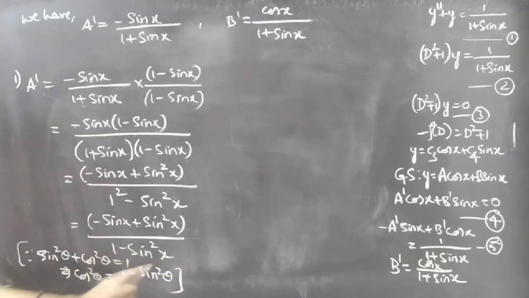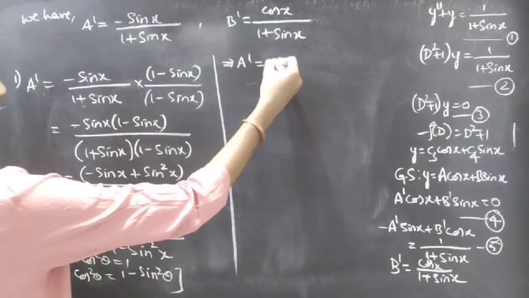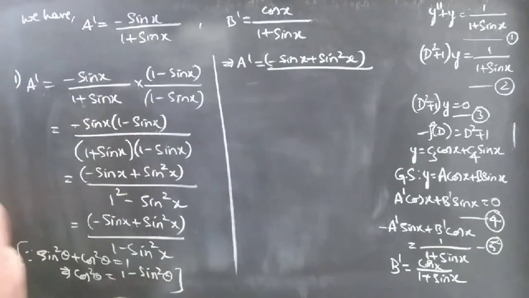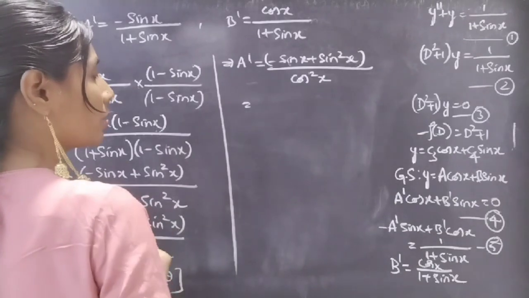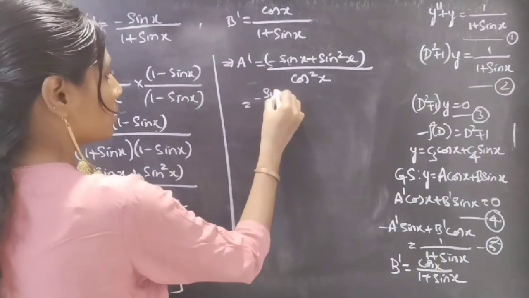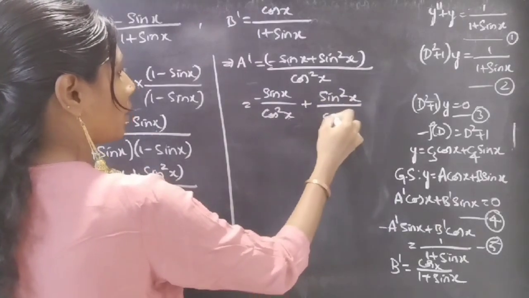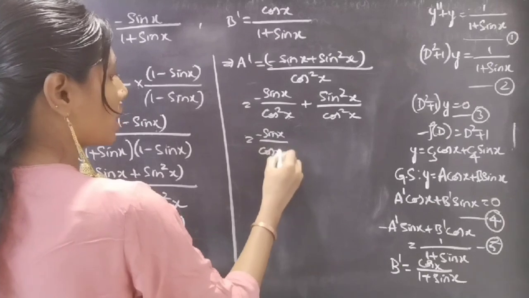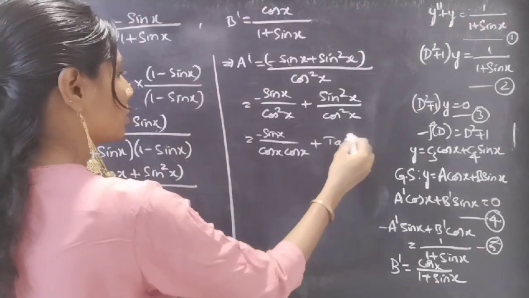So let's replace 1 minus sin square x with cos square x, then we'll get a dash equals minus sin x plus sin square x by cos square x. Now we have two terms in the numerator and one term in the denominator, so let's split it into two terms. We'll get minus sin x by cos square x plus sin square x by cos square x. Or we can write the first term as minus sin x by cos x into cos x, plus sin square x by cos square x can be replaced with tan square x.